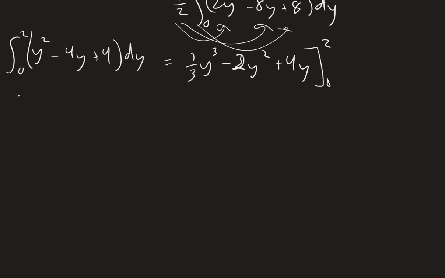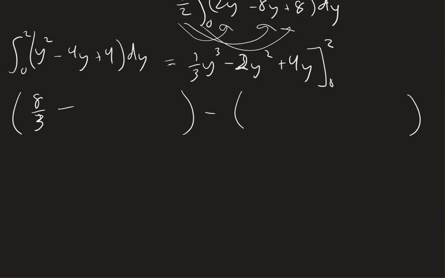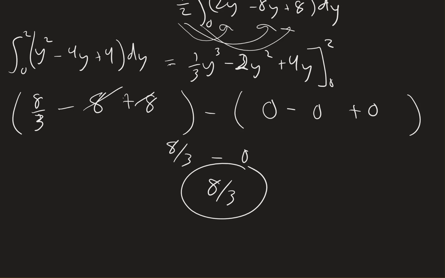And then I'll evaluate from 2, then I'll evaluate from 0, and then I will subtract them. So plugging in 2, I would get 8/3, and minus an 8, plus an 8, plug in 0, 0 minus 0 plus 0. Looks like those go to 0, so we get 8/3 minus 0, which leaves us with our answer of 8/3.